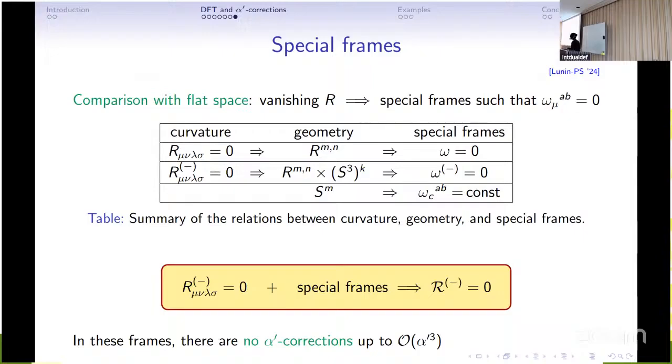Now, by using the special set of frames, because omega minus is 0 itself now, this actually is giving us the curly R minus 0 as well. Now, this is how the DFT thing is tying up into the picture. So in these particular frames, you do not even need to take care of the redefinitions that I was mentioning at order alpha prime or even at order alpha prime squared. Now, everything is just zero because we are working with these special set of frames. So we do not have any alpha prime corrections up to order 3, or rather 2, whichever way your convention is.